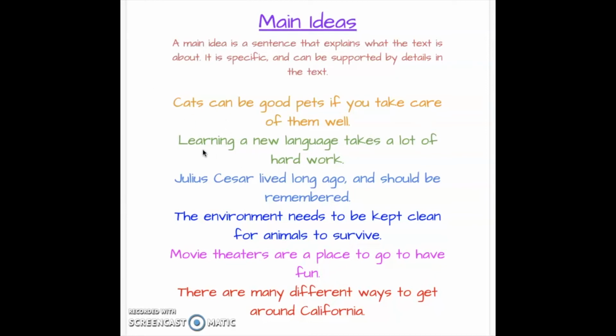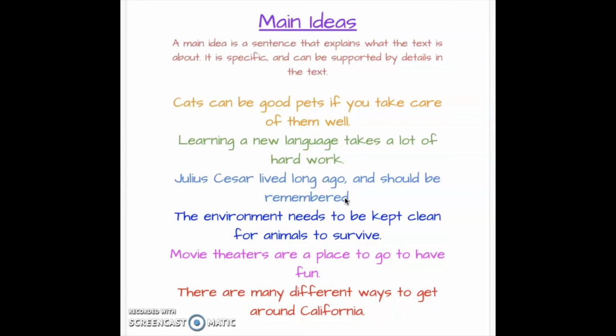The next example. Learning a new language takes a lot of hard work. So again, this can only be applied to maybe a few readings because they're about learning language. Julius Caesar lived long ago and should be remembered. That one is very specific, but it is a main idea of a text. The environment needs to be kept clean for animals to survive. So this could have been a main idea from a text that's all about saving the environment.